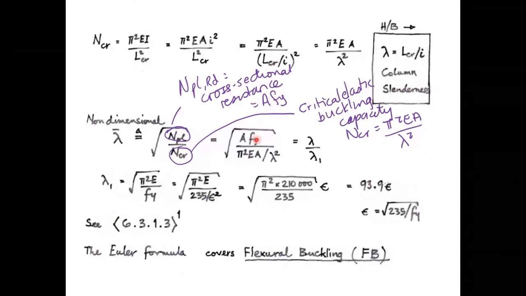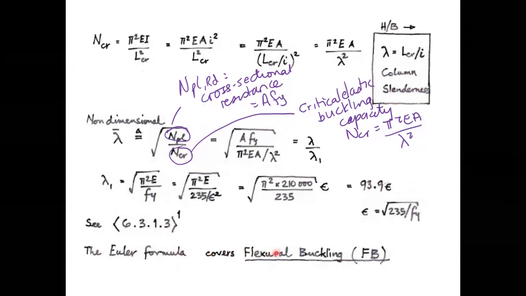So you then substitute A fy in for NPL, and pi squared EA over lambda squared in for NCR. Square root of all of that, and you'll end up getting the lambda from the lambda squared on the bottom up over the top, and then you get lambda 1, the reference slenderness value. That's equal to all this other stuff that's left, which is pi squared E over fy, which equals pi squared E over 235 epsilon squared. If you put 210,000 newtons per millimeter squared in for your Young's modulus, you end up with the square root, and that will be equal to 93.9 epsilon. So the reference slenderness value is 93.9 epsilon, where epsilon is equal to the square root of 235 divided by fy. We could have left the first formula in for the reference value, but I suppose the code tried to tidy it up somewhat. That's set out in clause 6.3.1.3 in the Eurocode.